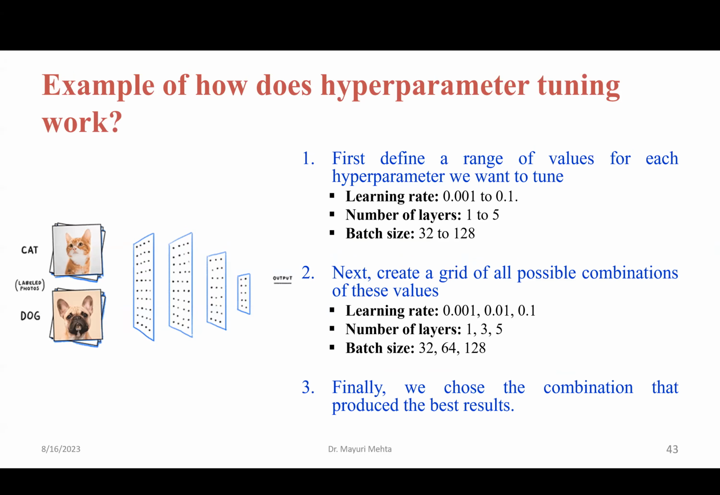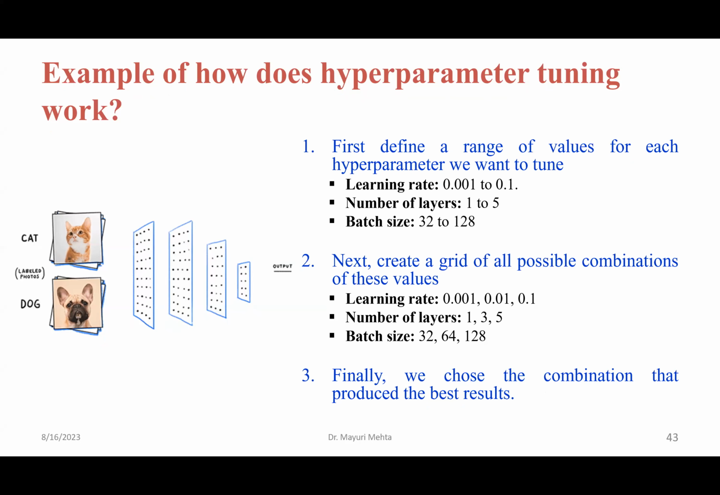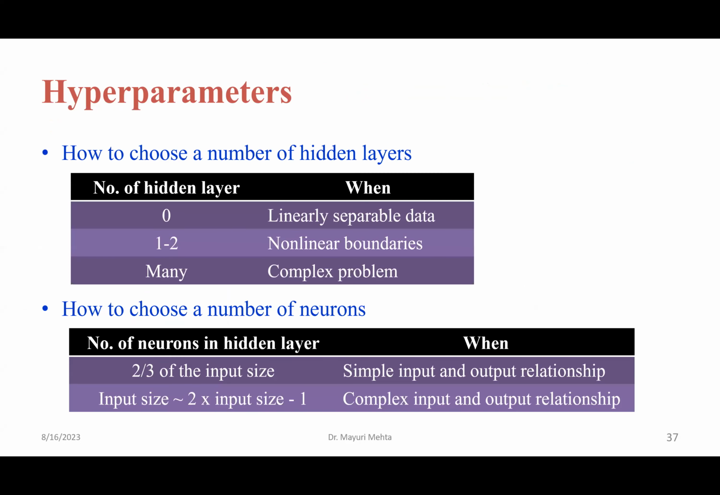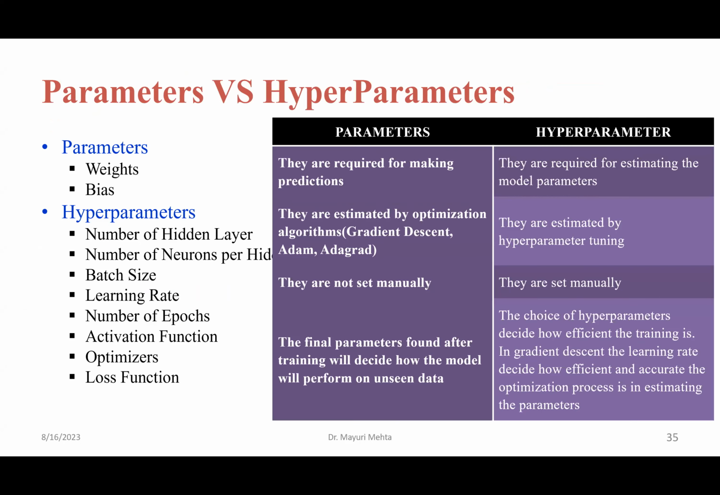I hope it is clear how we optimize and tune our hyperparameters. If you want to set values for, say, 5 hyperparameters, you have to first define a range for all those 5 parameters, make different combinations, try each combination, record results, and choose the combination which gives you the highest accuracy. Okay, so this is called hyperparameter tuning.